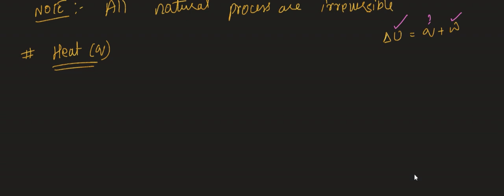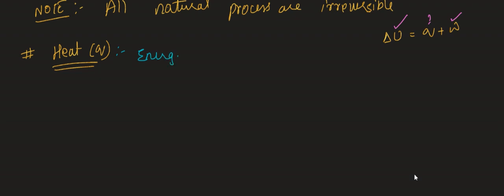What is heat? Is it a state function or a path function? It is a path function. And is it extensive, intensive, or boundary? It is a boundary property. If the boundary option is not given, then you can go with extensive. Generally, what is the meaning of heat? It is energy.